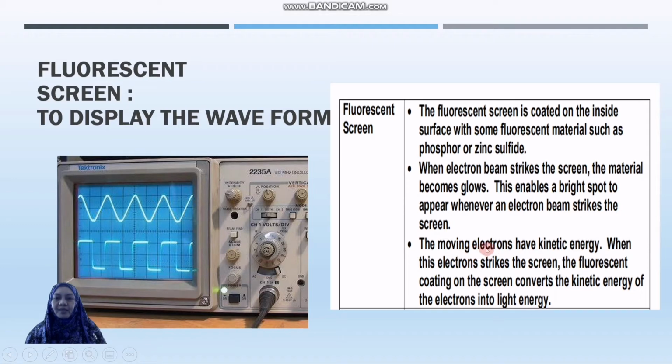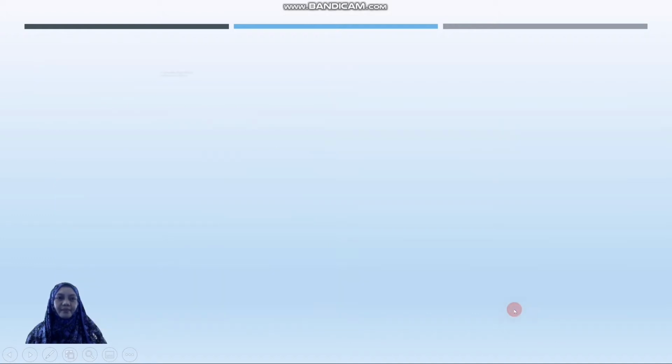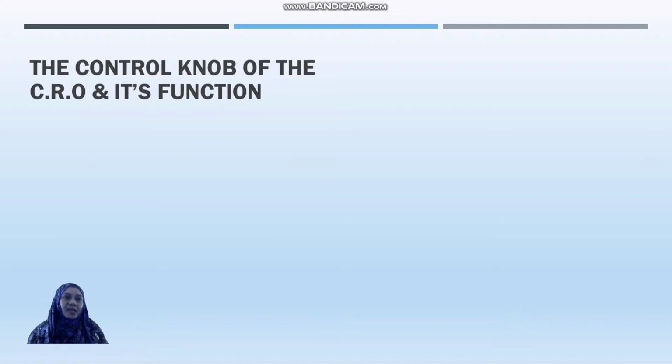And you all know that the electron beam or the cathode ray moves at a high speed, so they have kinetic energy. So when they hit the screen, this kinetic energy converts into light energy. Okay. And now let's take a look at the control knobs of the CRO and their functions. I hope you already understand the parts and the function of the cathode ray tube, which consists of the electron gun, the deflection system, and the fluorescent screen.